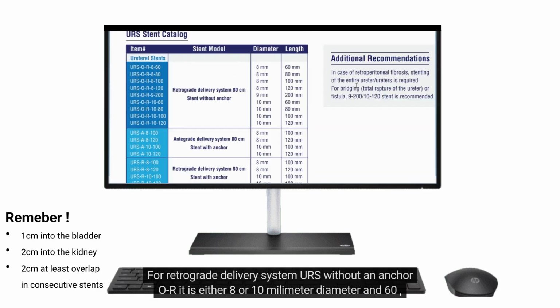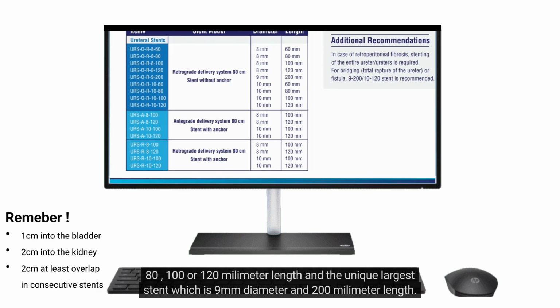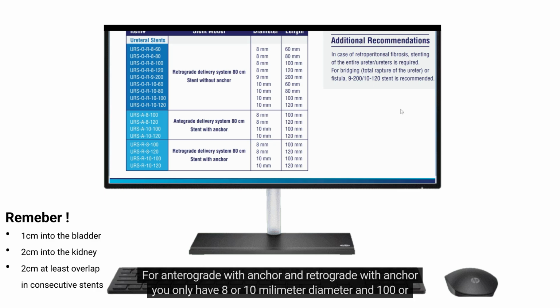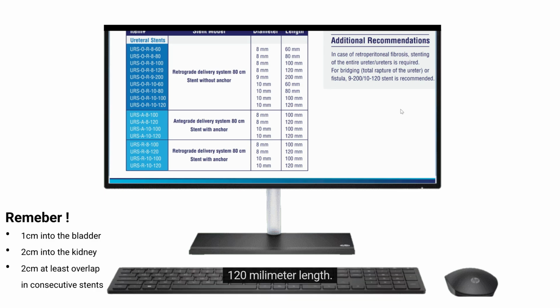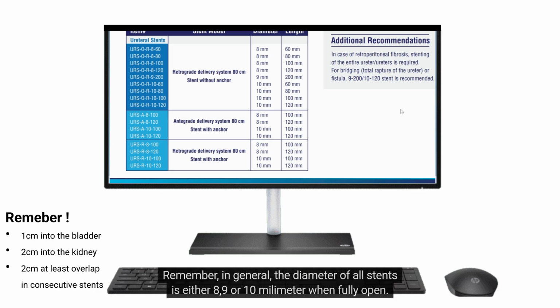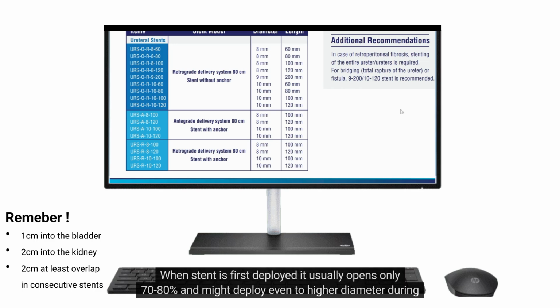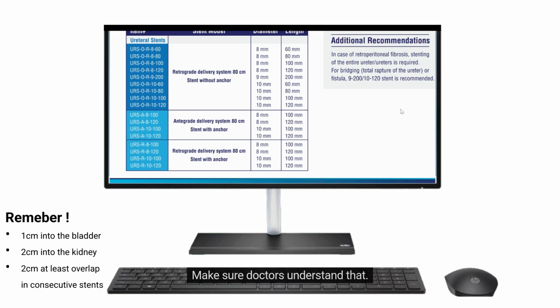Now, stent sizes are easy to memorize. For retrograde delivery system URS, without an anchor, OR, it is either 8 or 10mm diameter and 60, 80, 100 or 120mm length, and the unique largest stent, which is 9mm diameter and 200mm length. For anterograde with anchor and retrograde with anchor, you only have 8 or 10mm diameter and 100 or 120mm length. Remember, in general, the diameter of all stents is either 8, 9 or 10mm when fully open. When the stent is first deployed, it usually opens only 70 to 80% and might deploy even to a higher diameter during the indwelling time. Make sure doctors understand that.